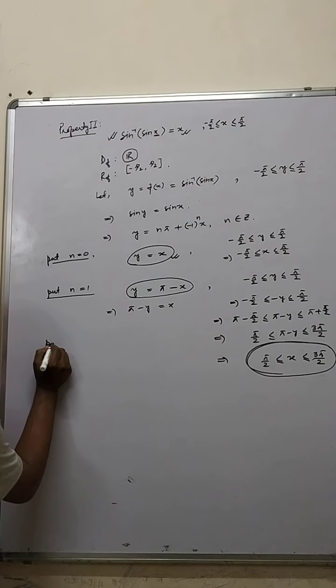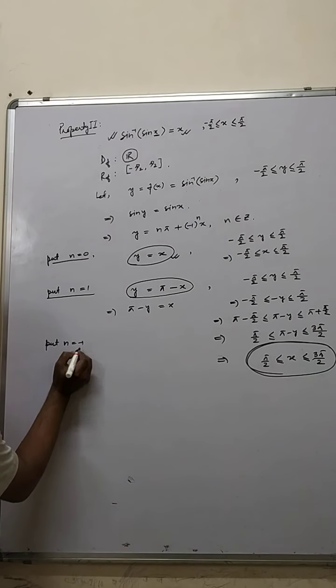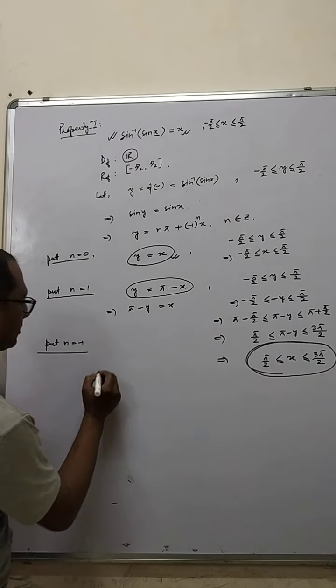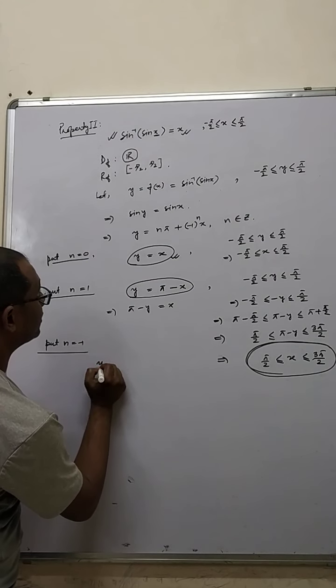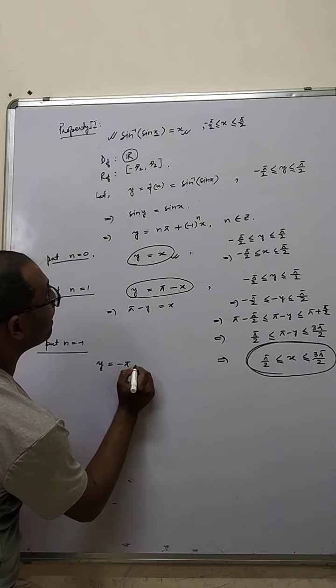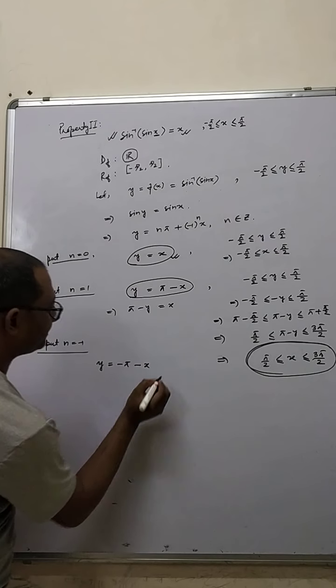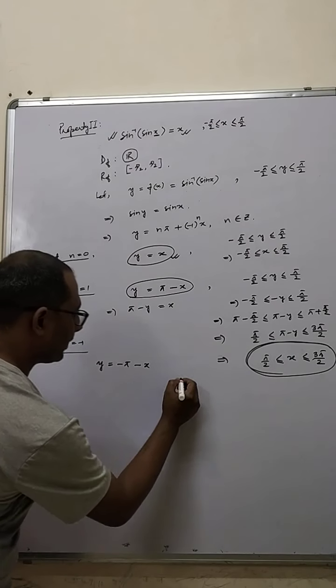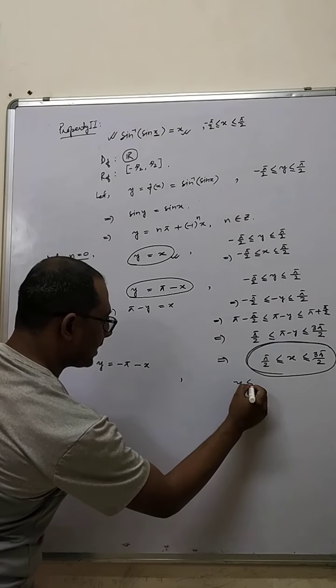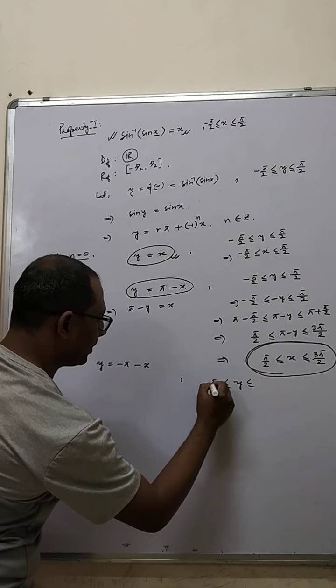Put n equal to -1. Again, let us put it there. So we get y equal to -π minus x. Okay, again y is lying between -π/2 to π/2.